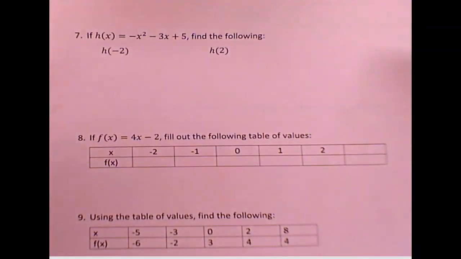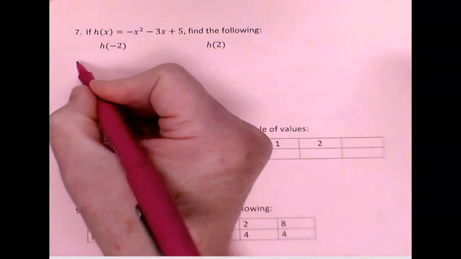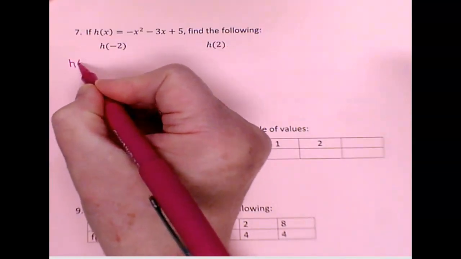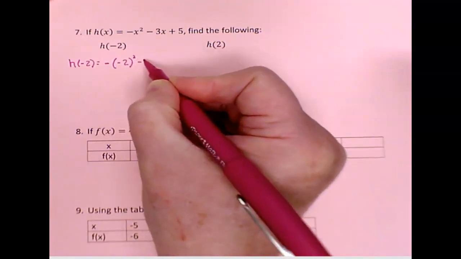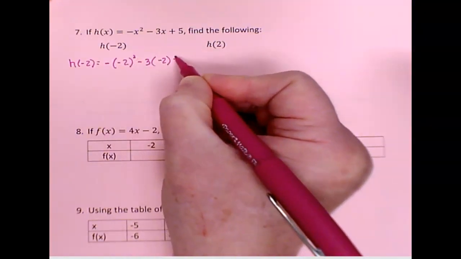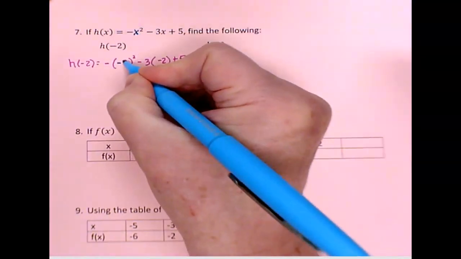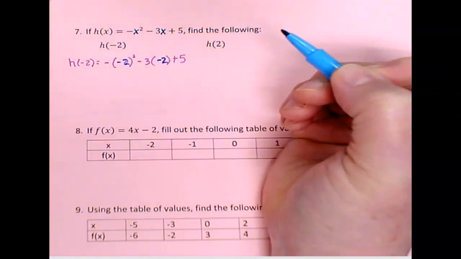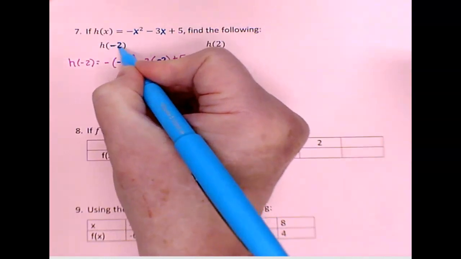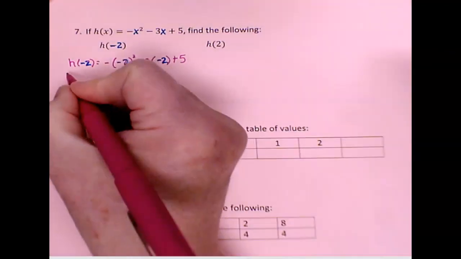Now this one's a little bit more difficult because it has this squared in here. So h of negative 2 is squared minus 3 times negative 2 plus 5. In place of this x, I substituted in a negative 2. In place of this x, I substituted in a negative 2. That's what this function notation tells me to do.